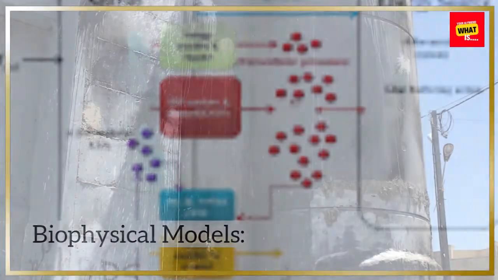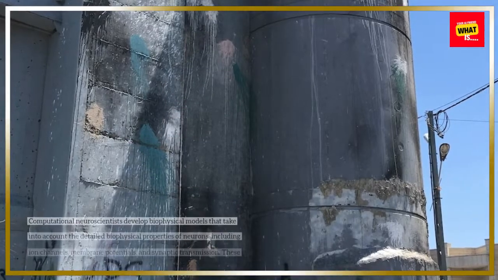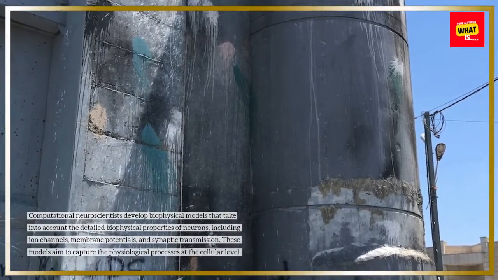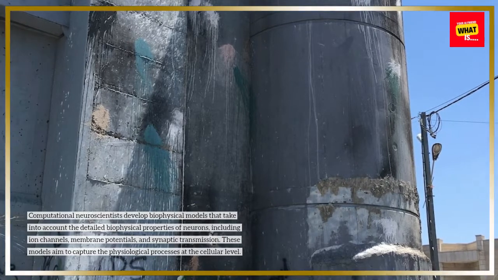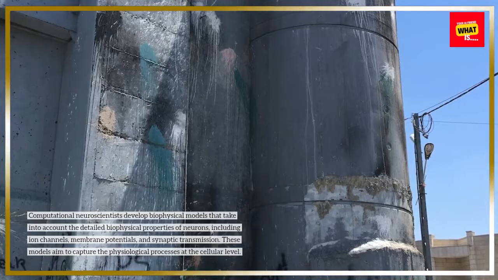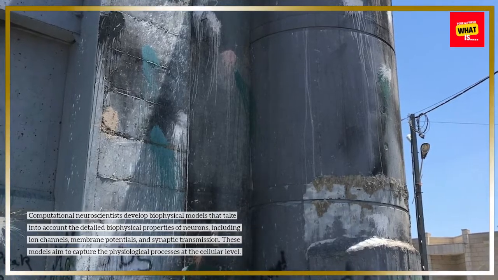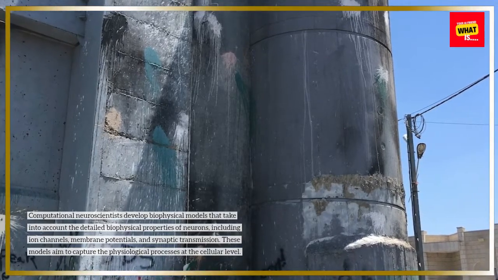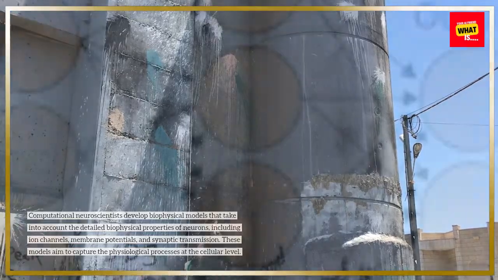Biophysical models. Computational neuroscientists develop biophysical models that take into account the detailed biophysical properties of neurons, including ion channels, membrane potentials, and synaptic transmission. These models aim to capture the physiological processes at the cellular level.